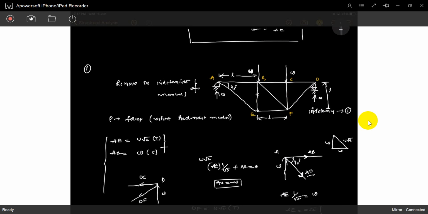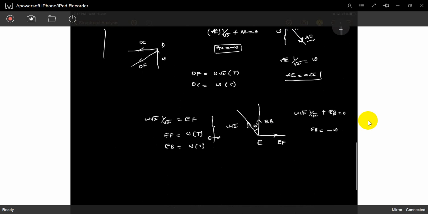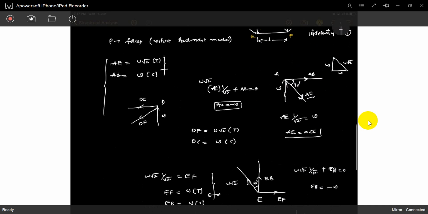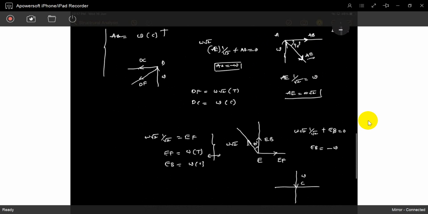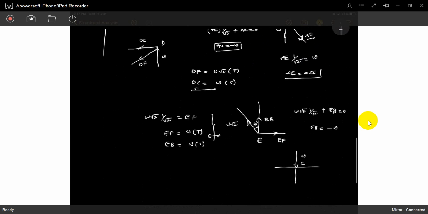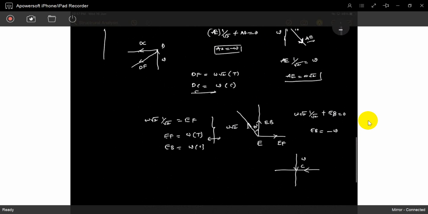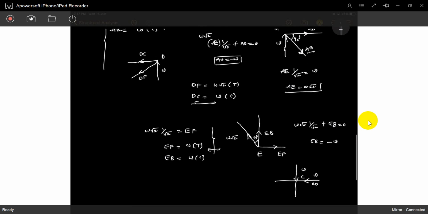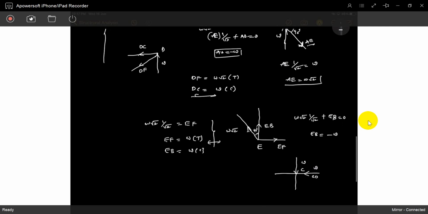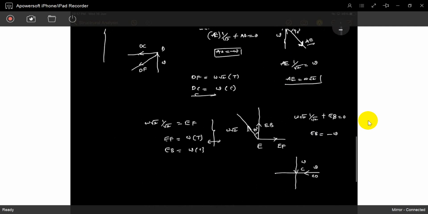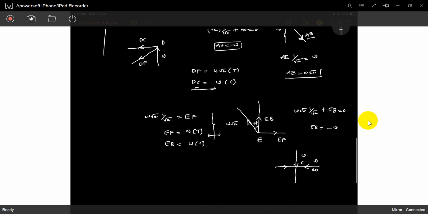You can directly go through the C joint. If you want, I will write another joint also. So at C, this is W, this is W, and also CD. How much is CD? CD is W compression. So this is W, CD. The remaining we don't know, that is CB, so we take it as CB, and CF just take it as CF.